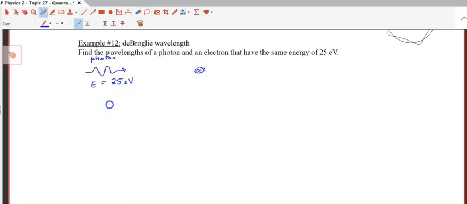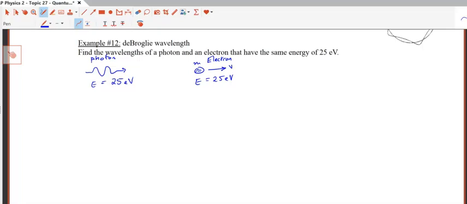And then imagine you have an electron that is moving at some speed, and it has an energy of 25 electron volts. So we'll first do the easy part. We're going to calculate the wavelength of the photon. Well, maybe you should try that on your own. Stop the video. Calculate the wavelength of a photon.